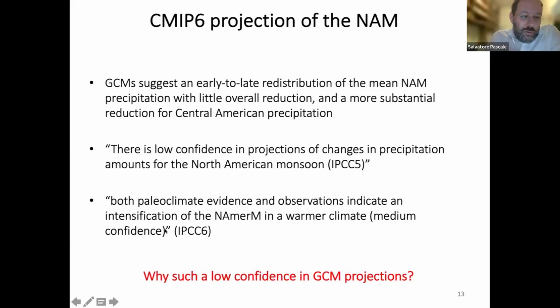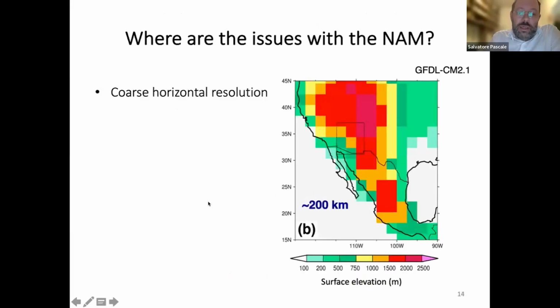Which overall seems to be a problem of other monsoons too, as shown before. But where are the issues? Why such a low confidence? Where does it come from? Why is it so difficult to get a reliable simulation of the North American monsoon? As I said at the very beginning, this is a monsoon which extends over a very small area, okay?